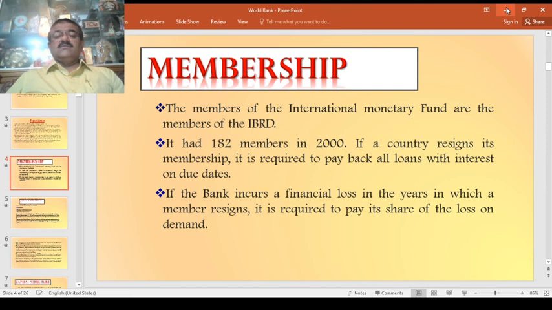There will be a lot of procedures. Particularly they have to give back the loans which they borrowed from this particular IBRD. If the bank incurs a financial loss in the year in which a member resigns, it is required to pay its share of the loss on demand also.